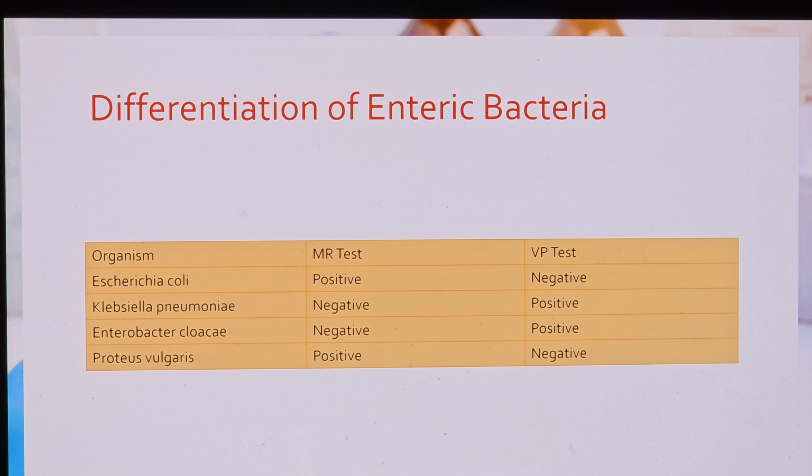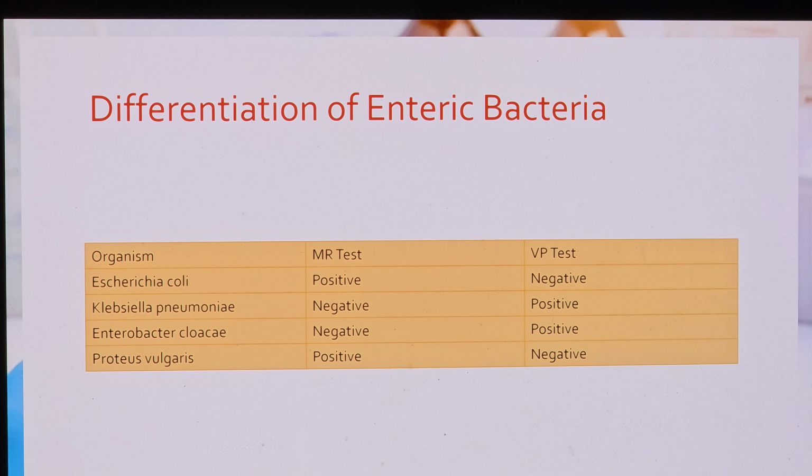How will you differentiate the enteric bacteria? Mainly based on the MR and VP test. Escherichia coli, MR positive, VP negative. Klebsiella pneumoniae, MR negative, VP positive. Enterobacter cloacae, MR negative, VP positive, and Proteus vulgaris, MR positive and VP negative.